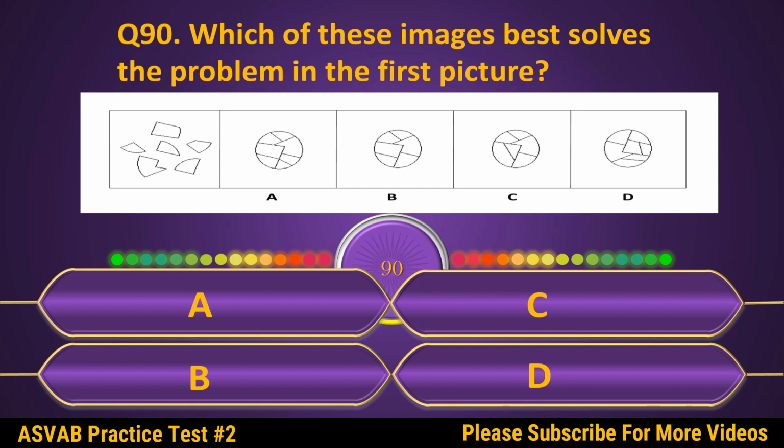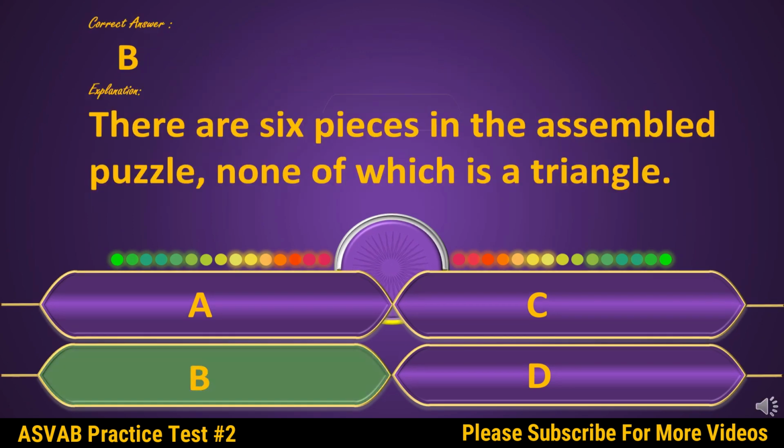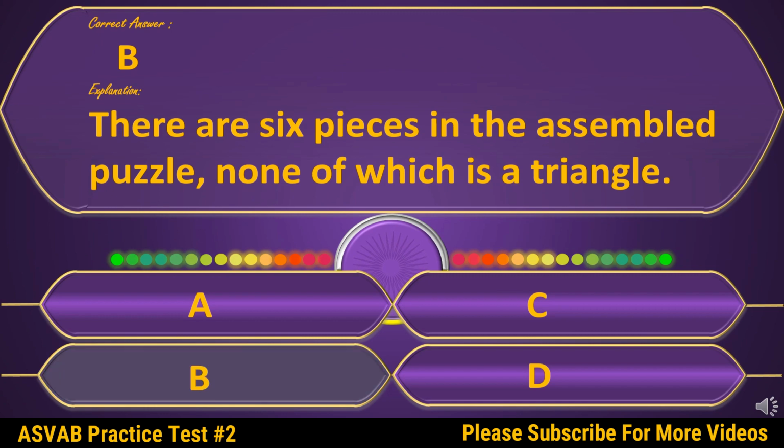Question number 90. Which of these images best solves the problem in the first picture? And the options are A, B, C, or the option D. And the correct answer is option B. There are 6 pieces in the assembled puzzle, none of which is a triangle.